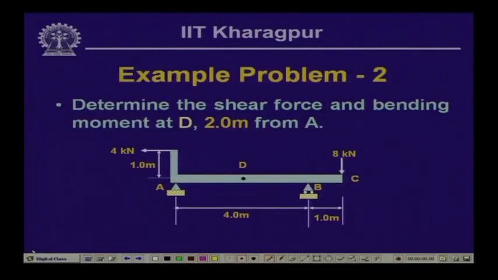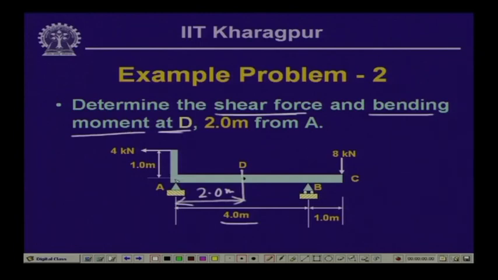Well, the second example which was set last time was to determine the shear force and bending moment at D, which is 2 meter from A. Now, this distance between A and B is 4 meter. What you need to do is that at a distance of 2 meter, we will have to find out the values of shear force and bending moment.